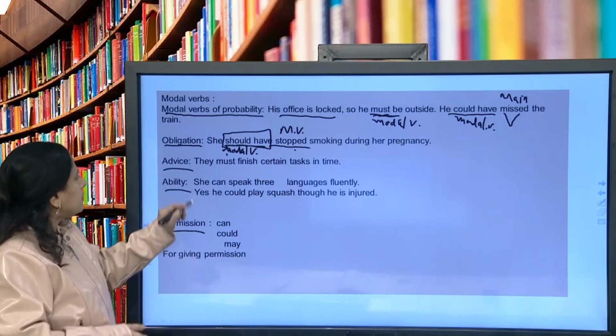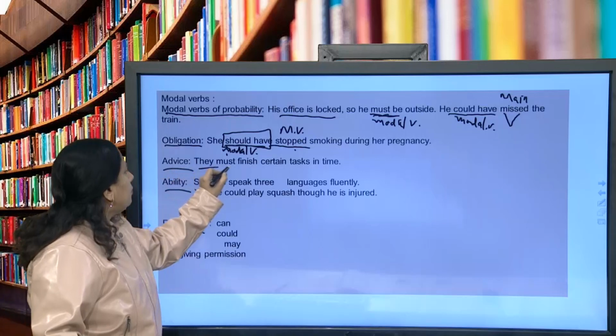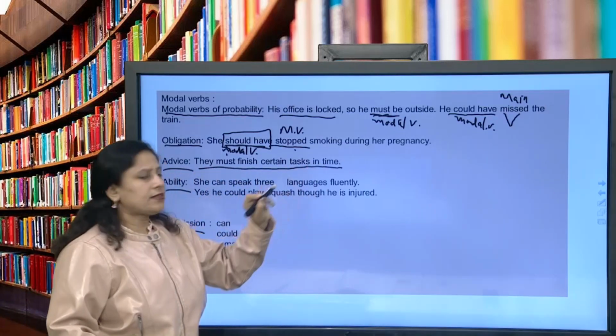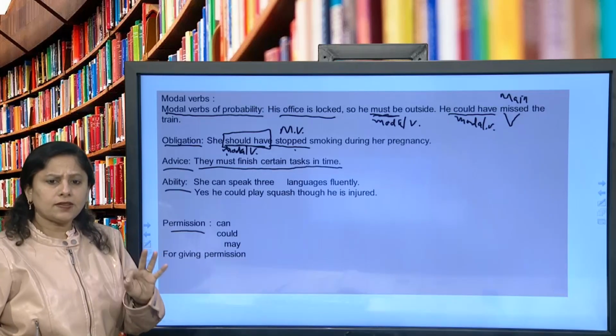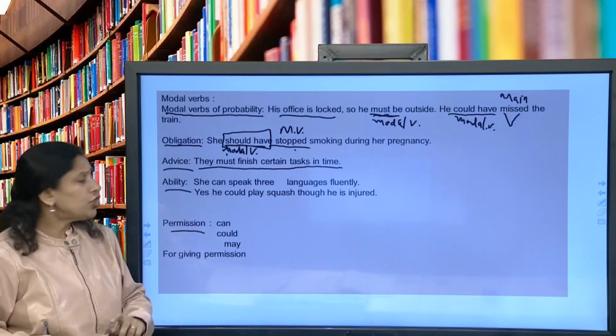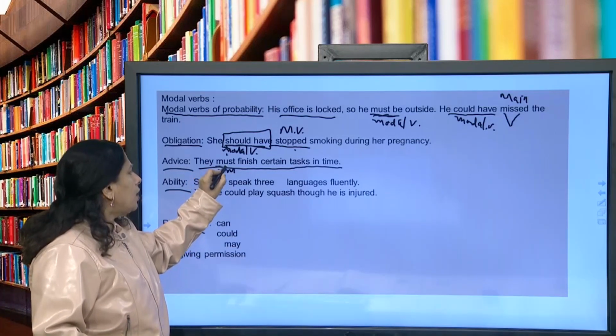Again, next sentence, the sentence is about advice. They must finish certain tasks in time. Must finish in the sense they are not finishing it, but they must do it.